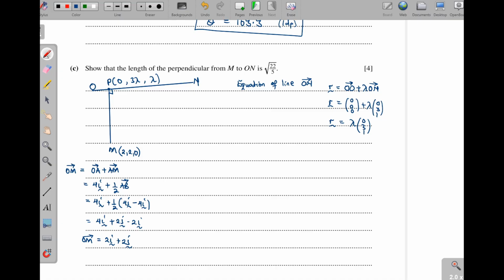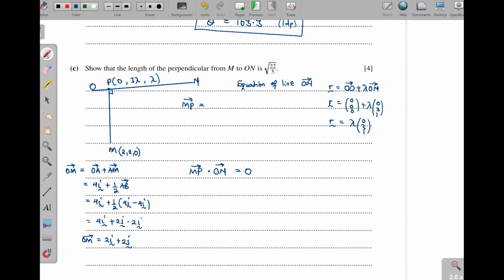Now, we are going to dot this PM here with the directional vector of this line. Or I can say MP, this vector here, dot it with the ON. Then this one is equal to 0 because they are perpendicular vectors. So what is MP? You get OP minus OM. Okay? So we get this PM here.